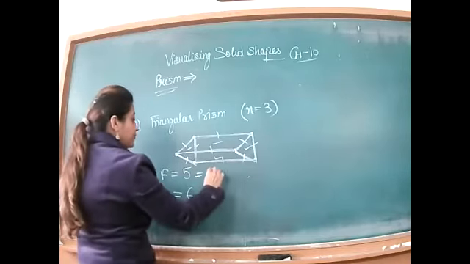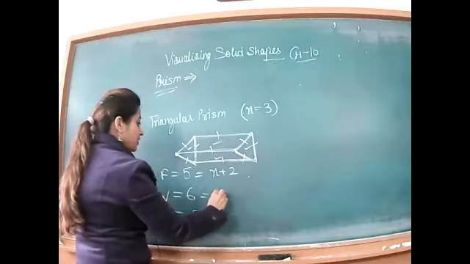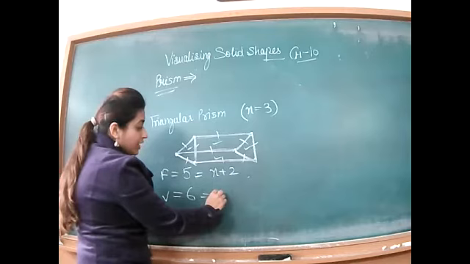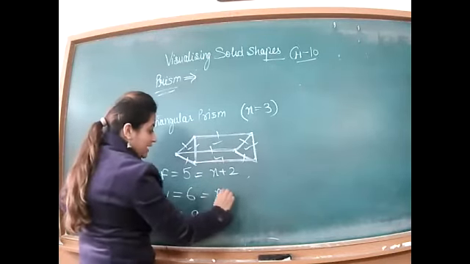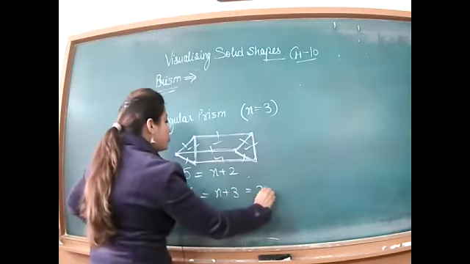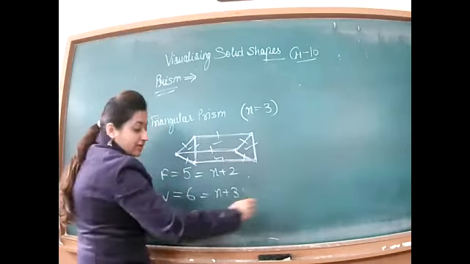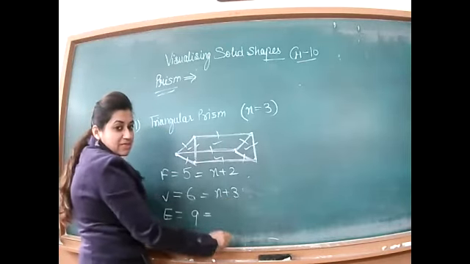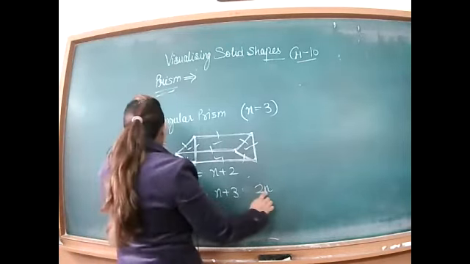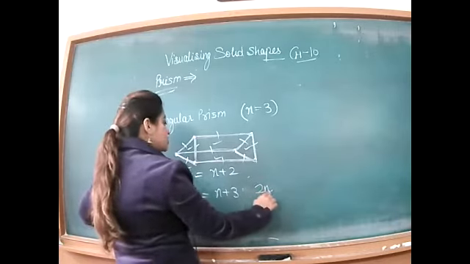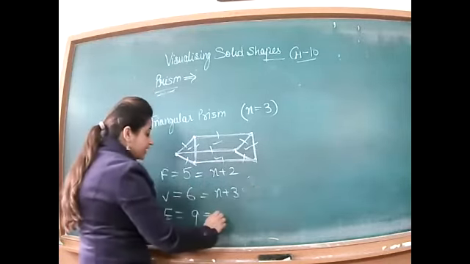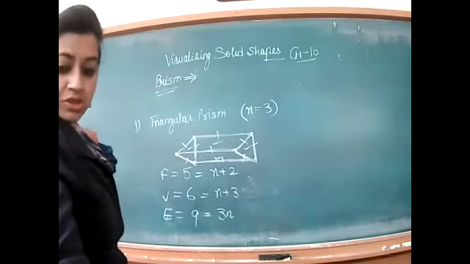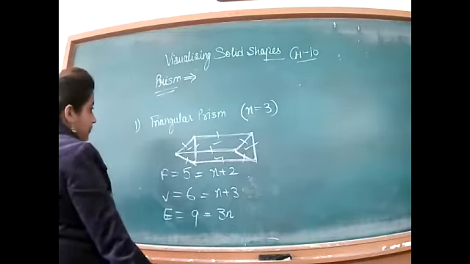Faces are n plus 2. Vertices can be n plus 3 also, or it can be 2n. Now, let's verify this in another example. If you put n as 3, then 3 plus 3 is 6, and if you write 2n, putting n as 3, 3 twos is also 6. So we will verify it later on. Edges are 3n.